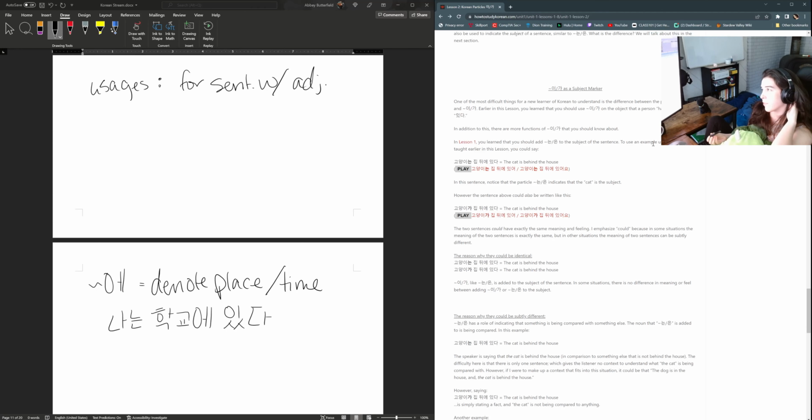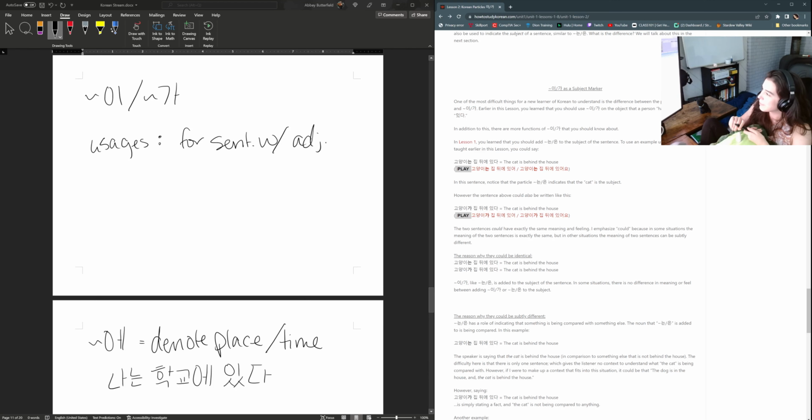So one of the most difficult things for a new learner of Korean to understand is the difference between the particles nun and un and e and ga. Early in this lesson, you learned that you should use i and ga on the object that a person has when using ita. In addition to this, there are more functions of i and ga that you should know about. That's why I left some space for us up here.